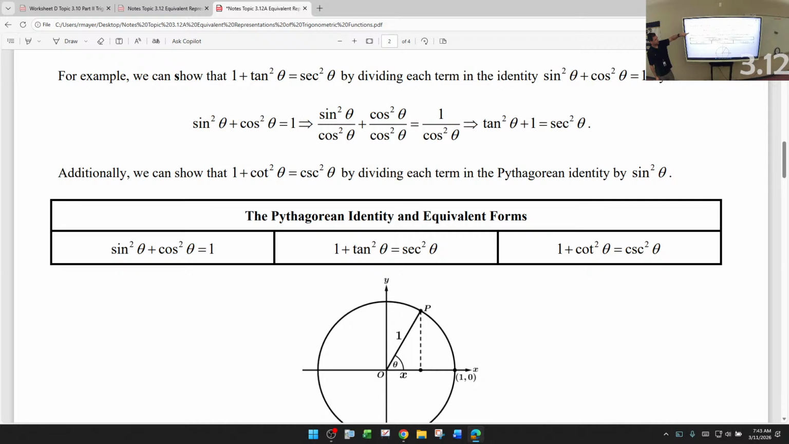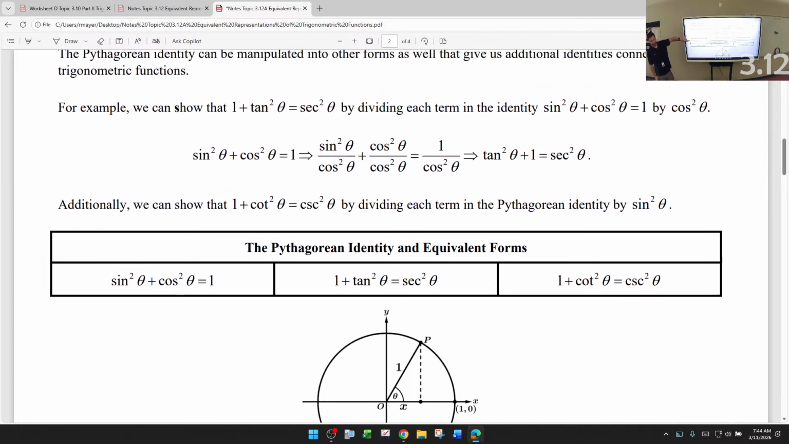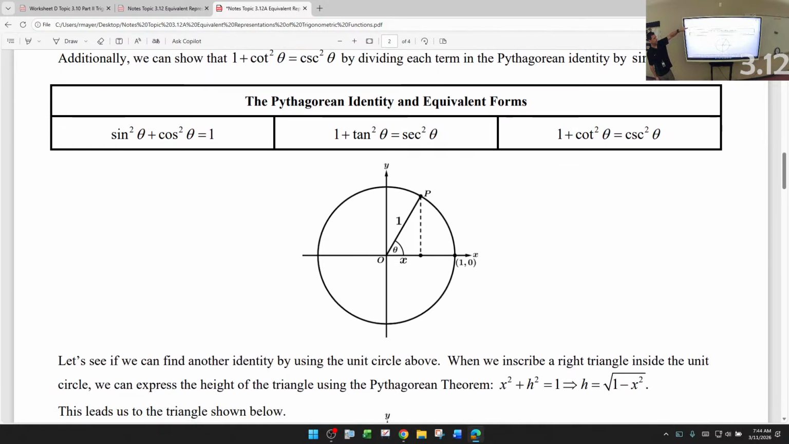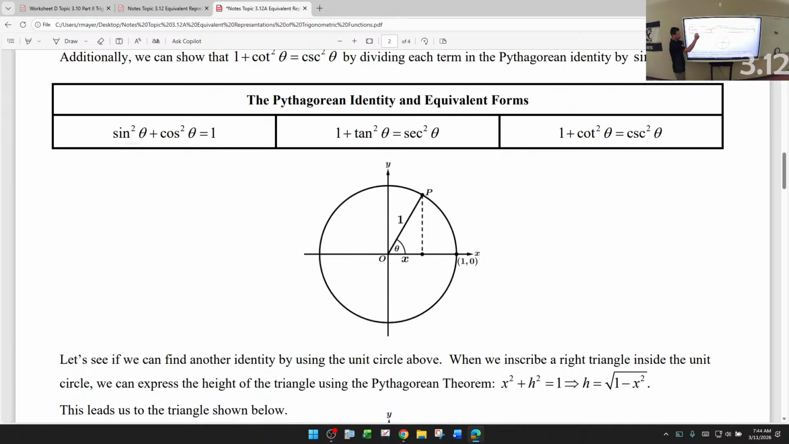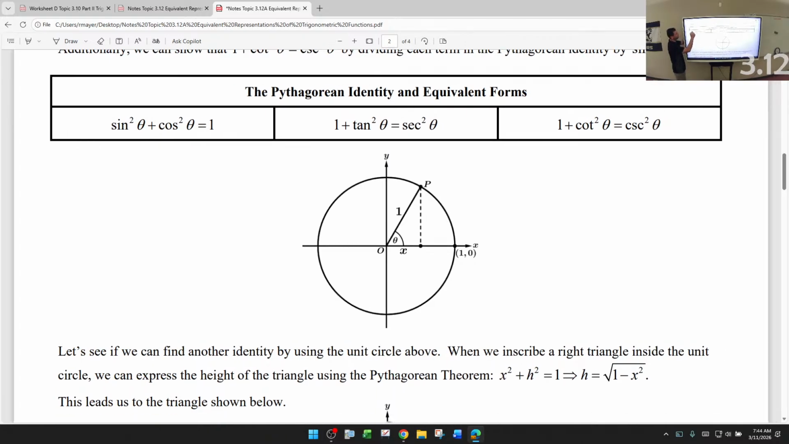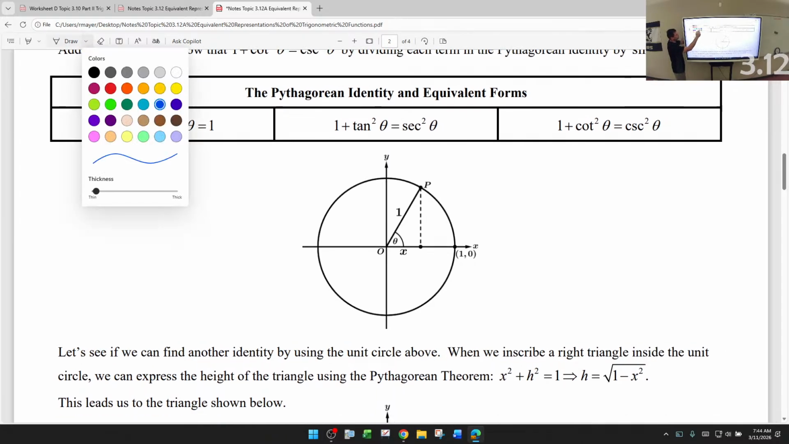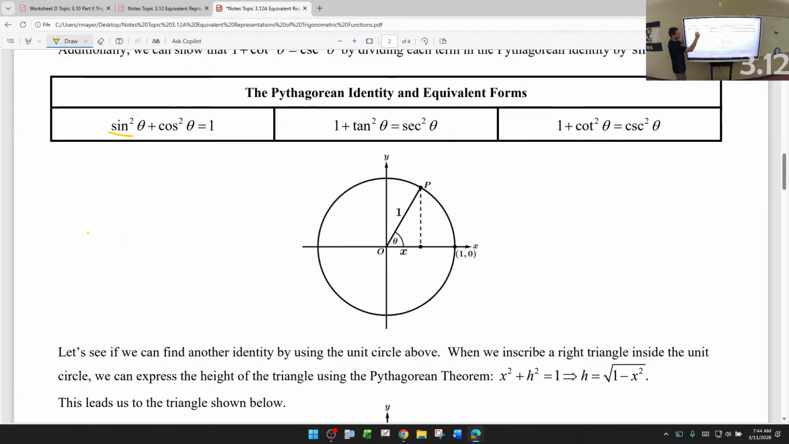Okay. They're proving all this stuff. I don't care about proving it. This is what you have to know. Sine squared plus cosine squared is 1. These are called the Pythagorean identities.